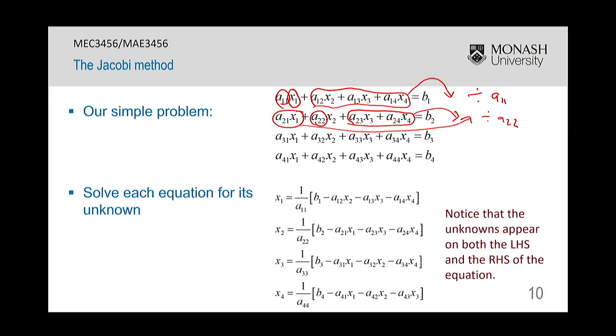Now, however, notice that our unknowns, the x's, appear on both the left-hand side and the right-hand side of the equation. So even if we solved this equation for x1, and then went down and solved the next one for x2, x3, x4, none of the equations would be satisfied, because every time we change one of these unknowns, we mess up all of the other equations.